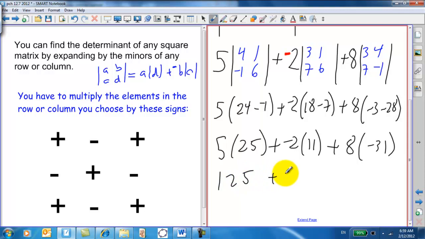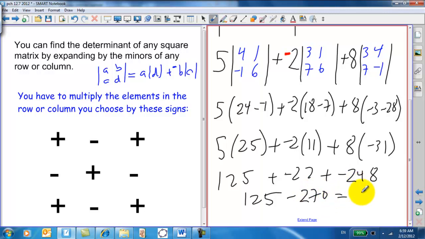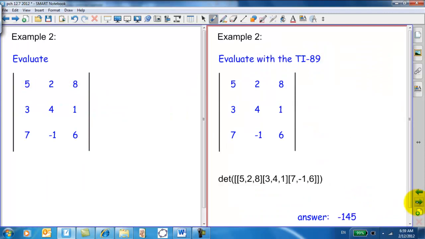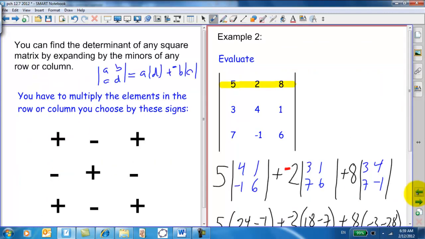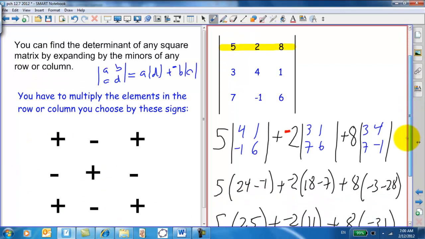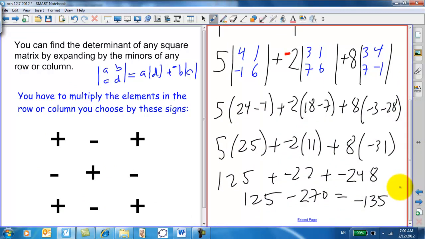125 plus negative 22 plus negative 248. 125 minus 270 gives us a negative 135. I believe that checks out. Now we got negative 145. Let's find out where I dropped something here. Oh yeah, that's what it is, negative 145. One little arithmetic error.